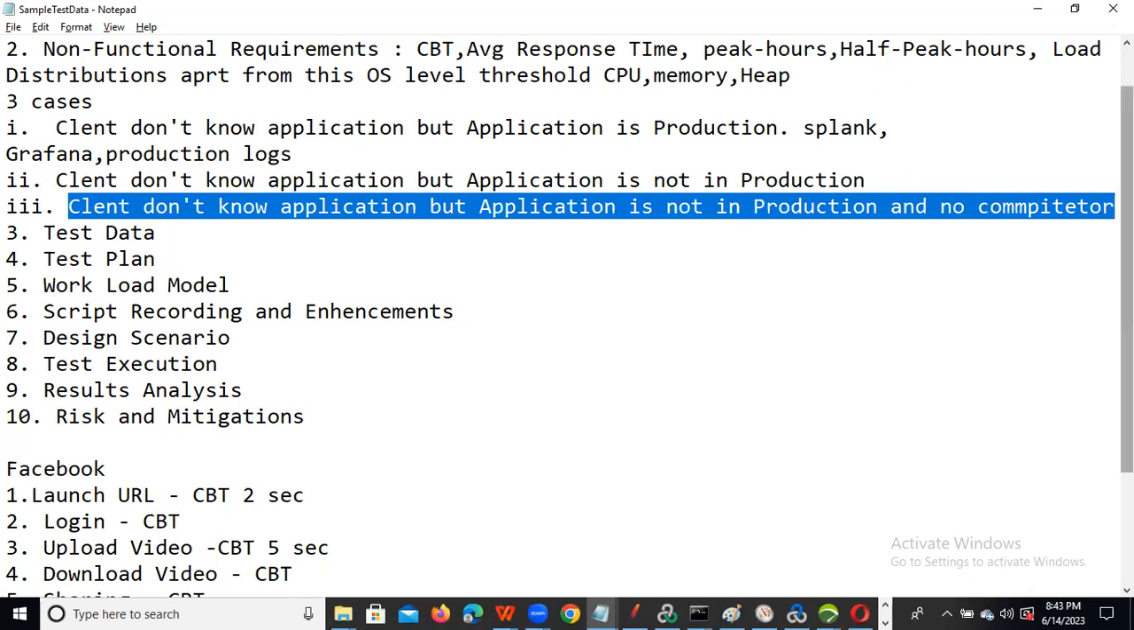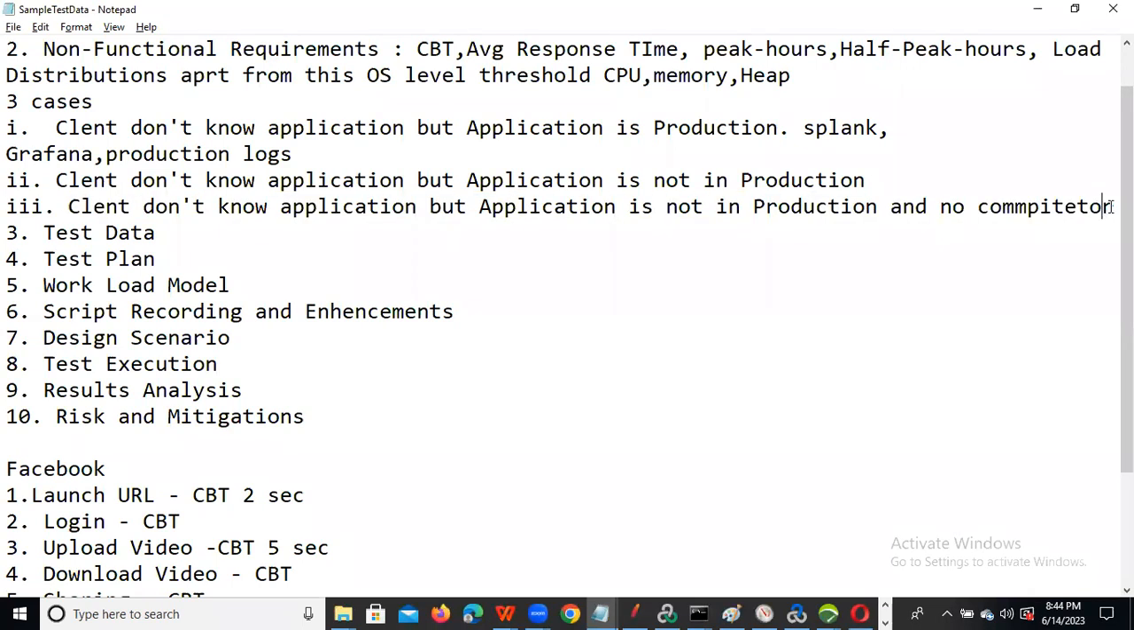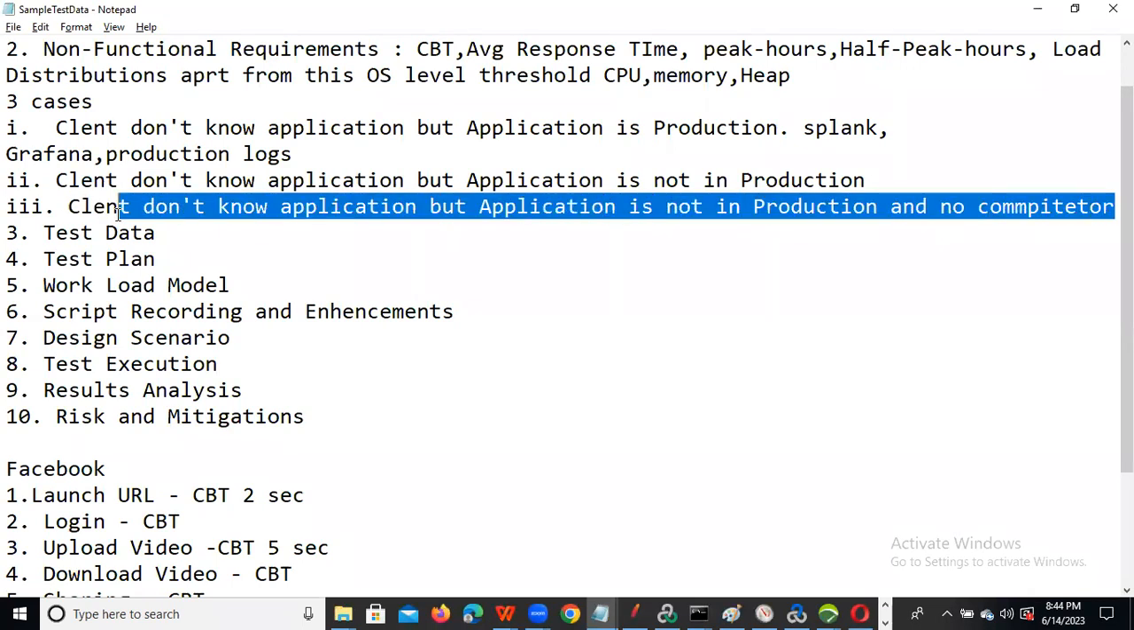So going to the third point: the client doesn't know the application, the application is not in production, and there is no competitor. Now we have ICICI Bank, but we don't have any competitor. We can discuss these things tomorrow. As of now, does anyone have any doubt? Otherwise we are good to close the class.